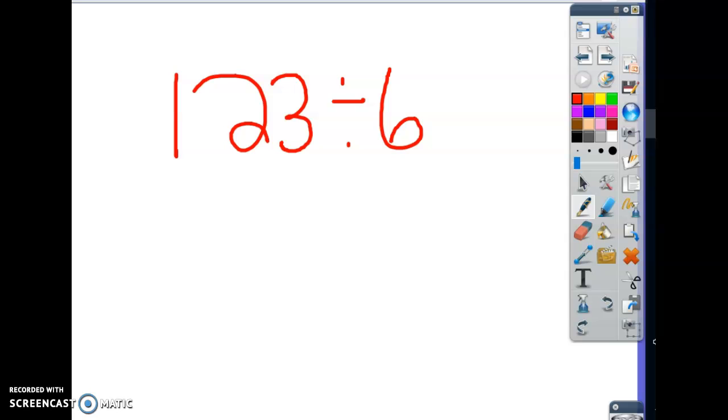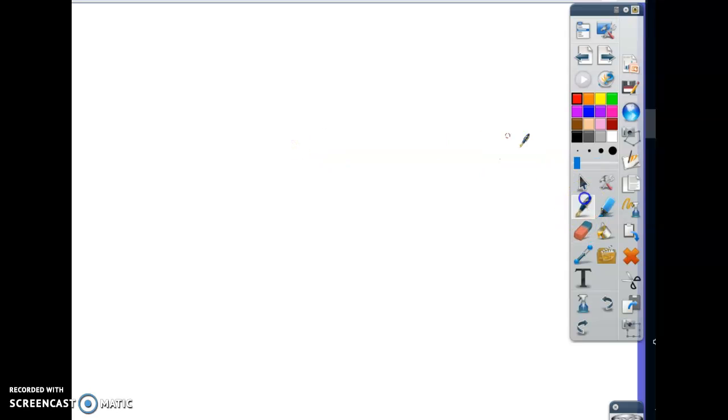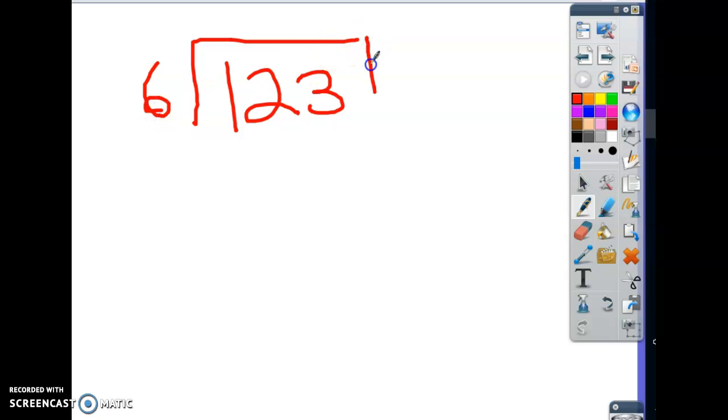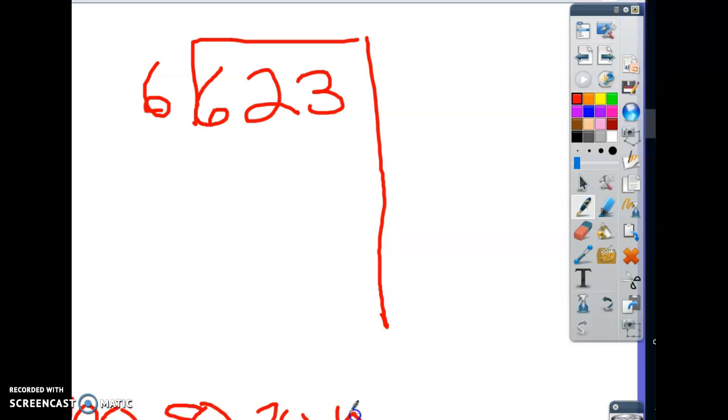All right, so we're going to do one more division problem. 123 divided by 6. Oops, didn't mean to do that. Actually, let's change it to 623. I'm going to draw my big 7. I'm going to do 623 divided by 6. 50, 20, 10, 5, 2, and 1.